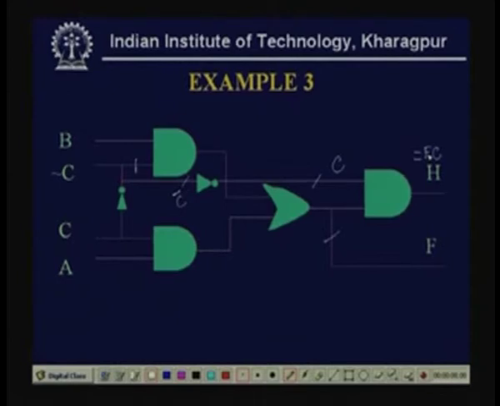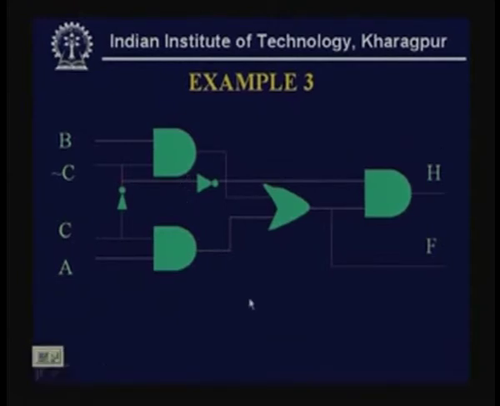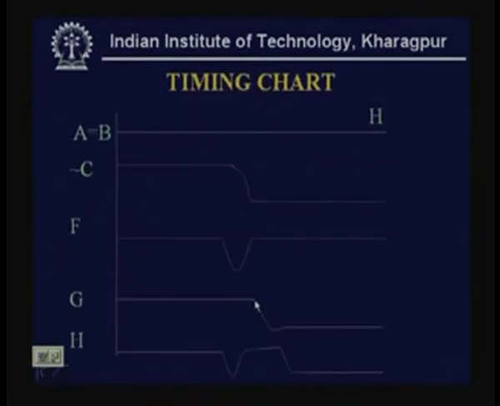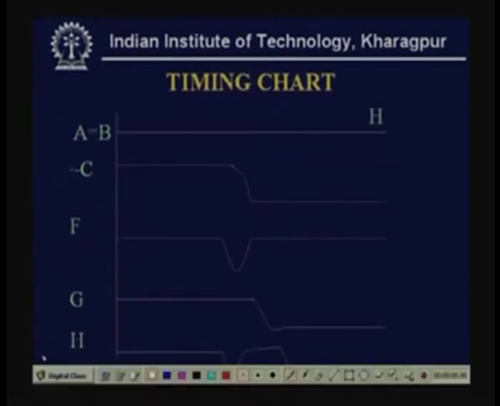Now, if we consider the timing diagram, first again I am considering that A and B are high, that means A equal to B equal to 1. Now, the complement of C. Initially C is 1, and now it is switching from 1 to 0.